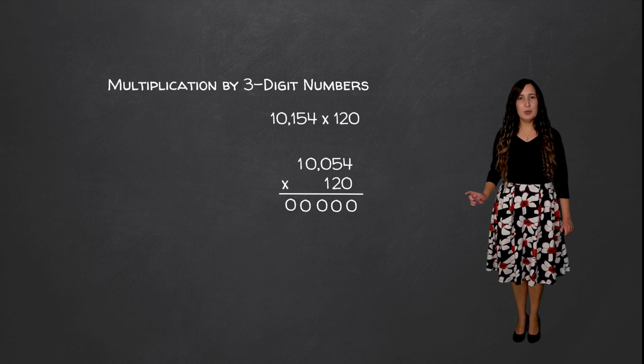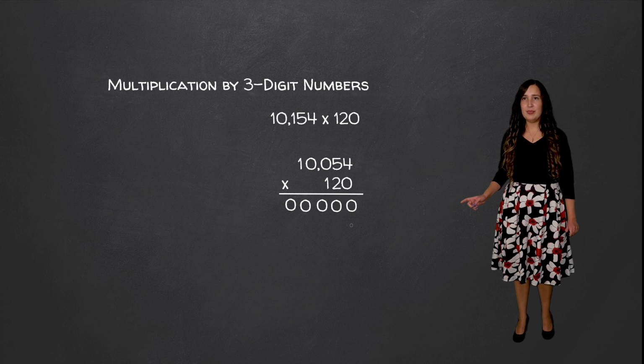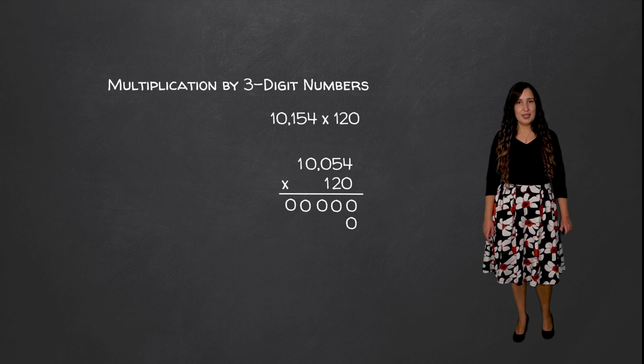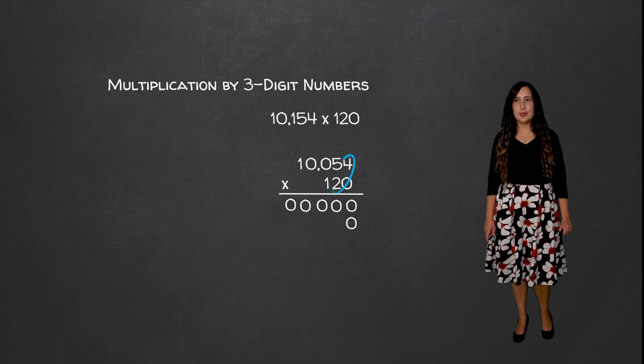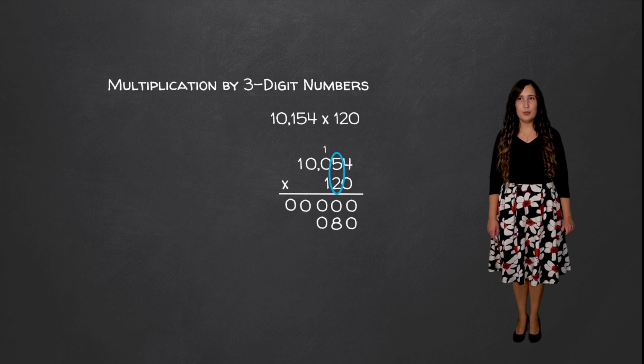And now when we move on to the 2, because it's in the tens place value, we have to add a 0 as a placeholder. And now we're going to do 2 times 4, which equals 8. And then 2 times 5, which equals 10. So bring down the 0, carry over the 1. 2 times 0 equals 0, plus the 1 that we carried over, we get 1. 2 times 0 equals 0, and then 2 times 1 is equal to 2.